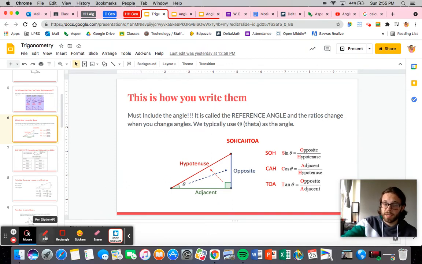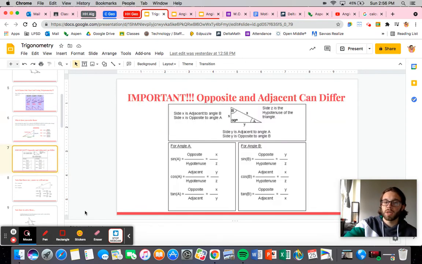Again, it would be different if I had this be my angle over here. If this is my angle, this would become opposite. This would be adjacent. One more time, I cannot stress this enough. Your opposite and adjacent can differ depending on the angle. And I'm only telling you this because it is very easy to forget that that can happen, right?